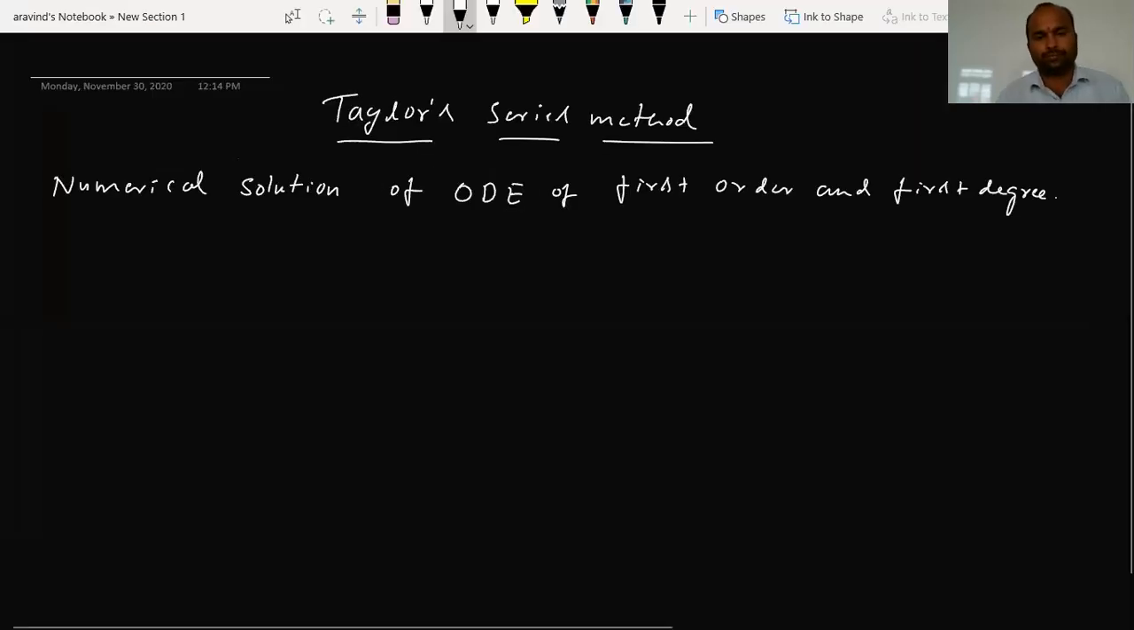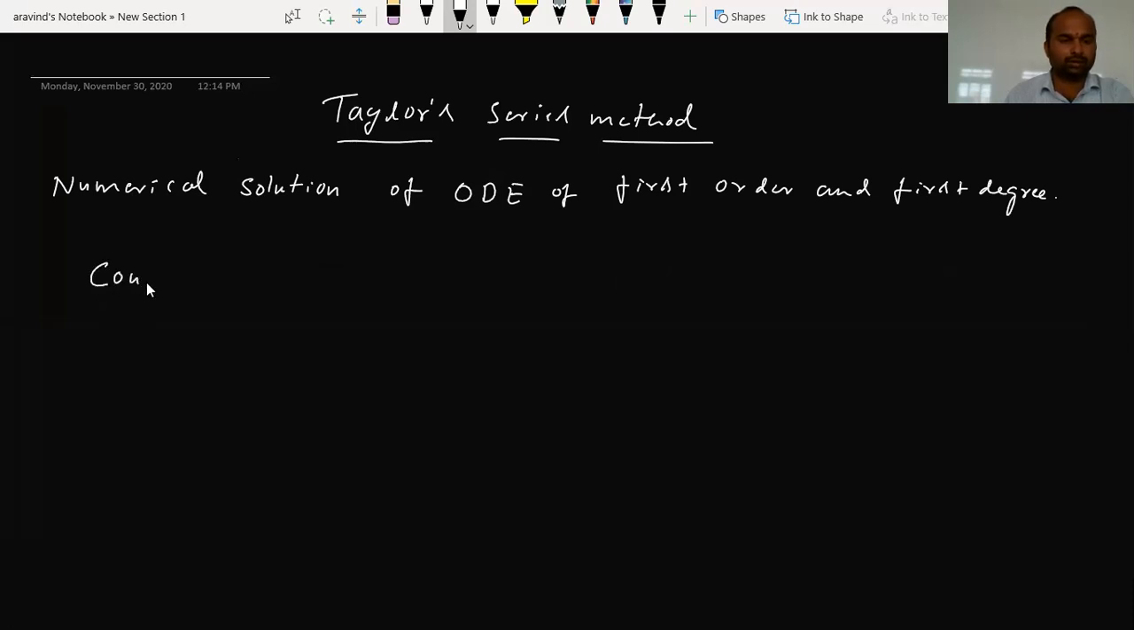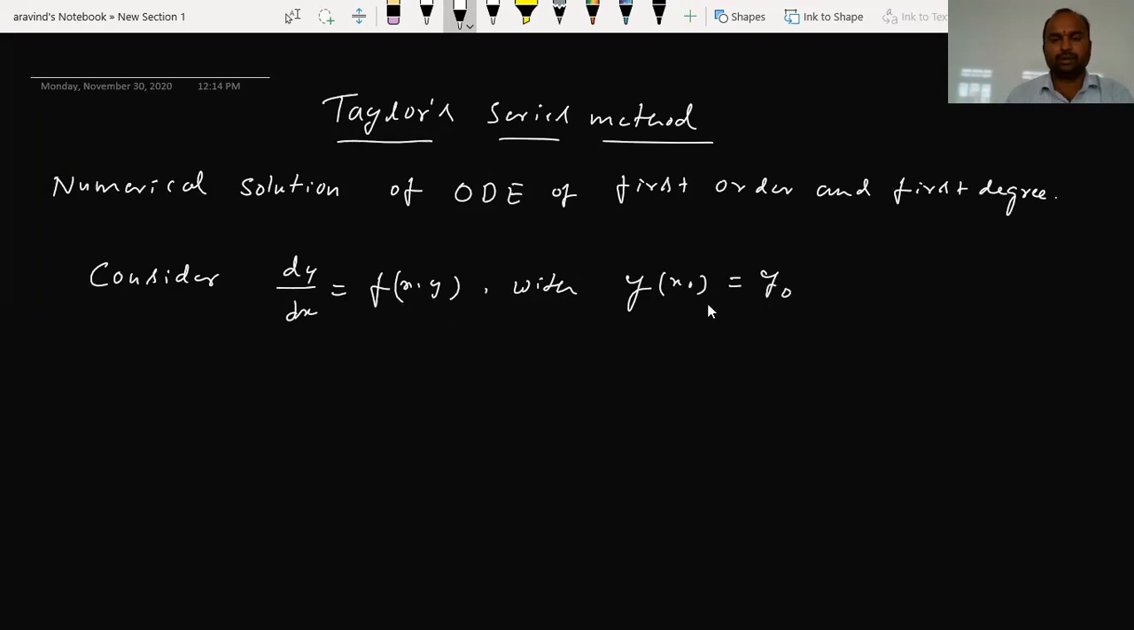So in this video, I will explain how to solve the ordinary differential equation of first order first degree by using Taylor series method. First, we'll see what is the equation or the question. Consider dy by dx is equal to f of x comma y with a condition y of x naught is equal to y naught. A differential equation along with the initial condition is given.